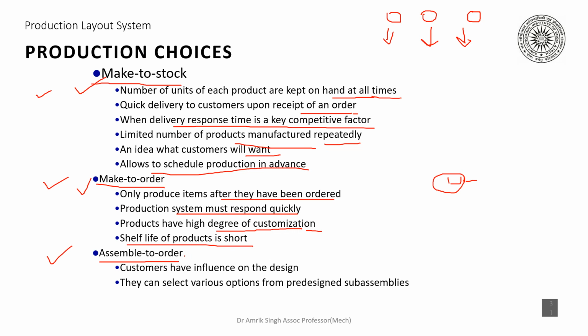Sometimes we need not make or manufacture a product. We purchase the parts and we assemble them together. So the customer has influence on the design and can select various options from a pre-designed assembly. It is like this nowadays. This is also known as the modular type of production, where we collect the sub-assemblies and assemblies and assemble them, like we assemble a computer, or earlier days we used to assemble transistors and tape recorders, and like that.